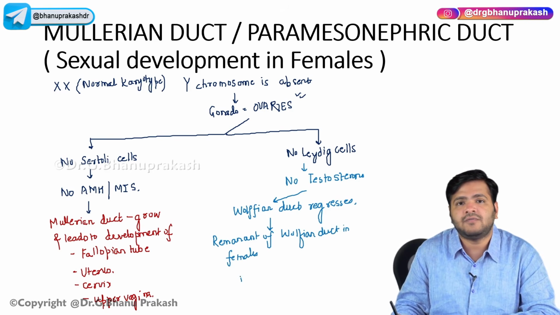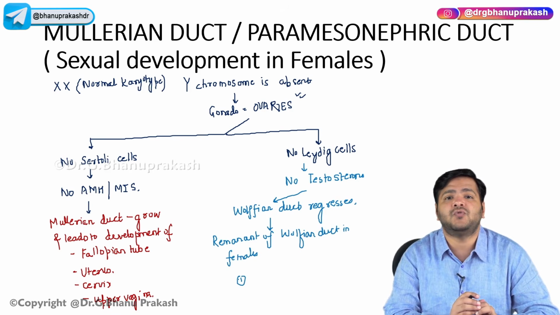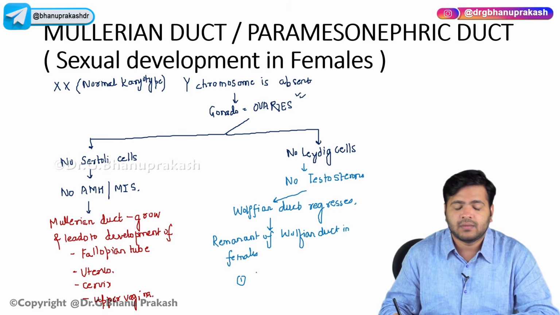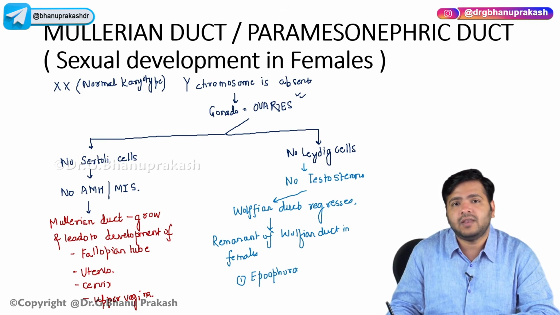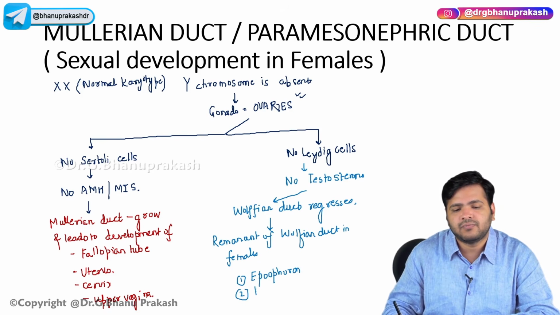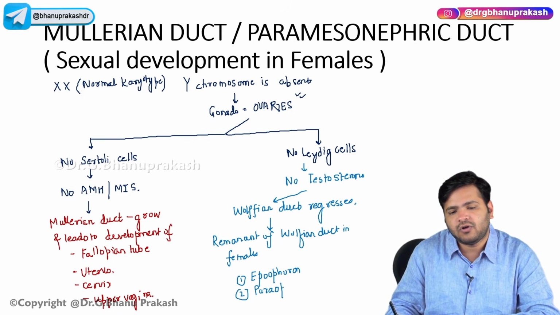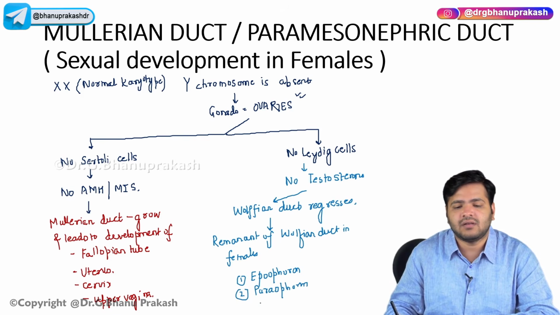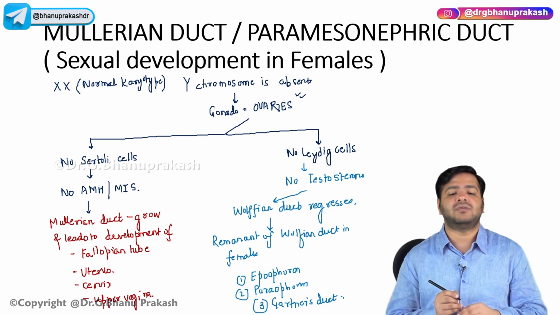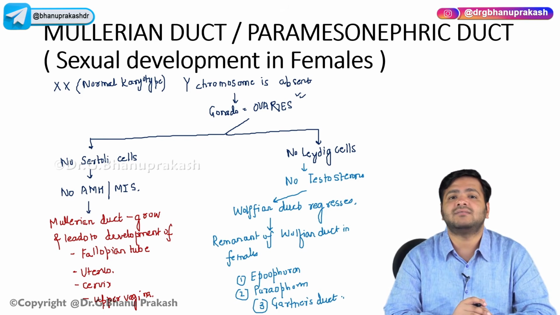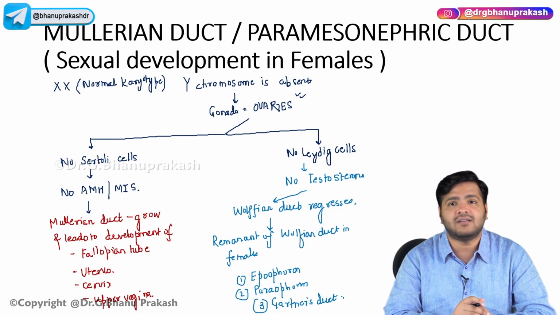The first one is called the epoophoron, okay? Then we have the paroophoron, and the last one is called Gartner's duct, right? So the remnants of the Wolffian duct in females are the epoophoron, paroophoron and Gartner's duct.